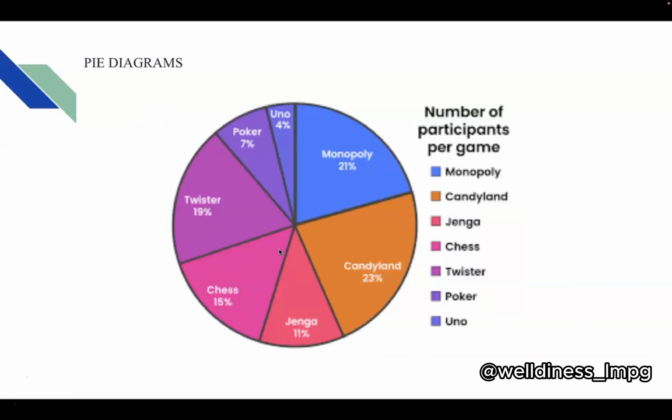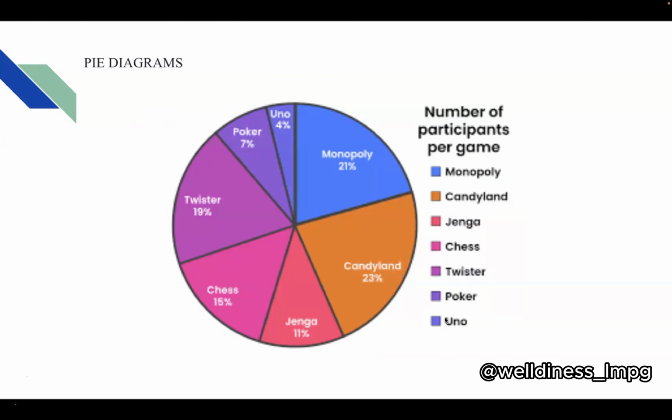So now let's look at pie diagrams. Out of all the games that are here, I know I've played Monopoly. I've never played Candyland. I don't even know what that is. I've played Jenga, chess. I also don't know what Twister is. I've played poker. And even though I've not played Uno, at least I've seen videos of people playing it.